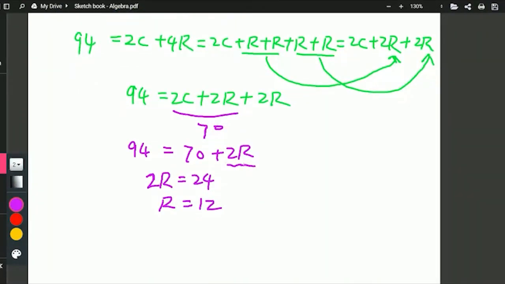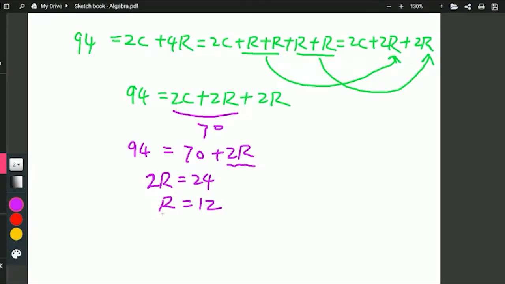And further, we can say this part has got to be 24, so that 70 plus 24 equals 94. And since 2 times R is 24, R has got to be 12, because 2 times 12 is 24. So that means the number of rabbits is 12.